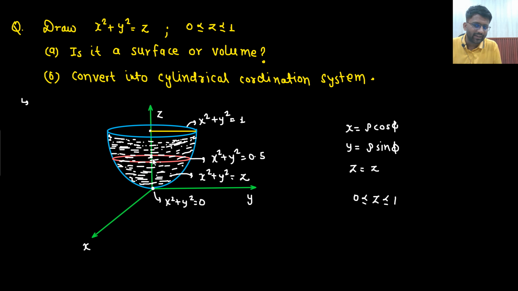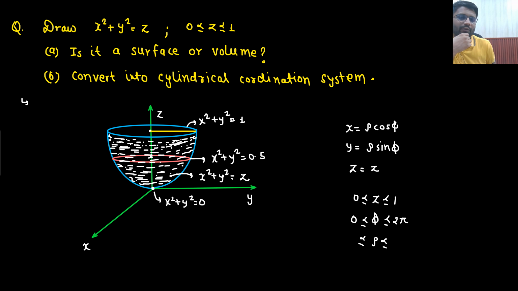Just stand at this point. If you need to cover this circle, this red colored circle that has been made here, how much angle do you need to move? Complete 2 pi angle, I need to move from 0 to 2 pi. What will be the range of rho? That you need to let me know.